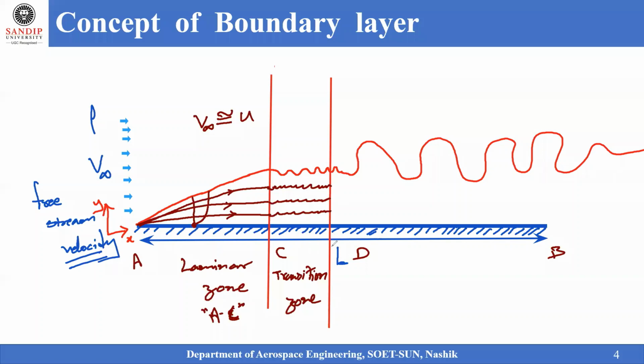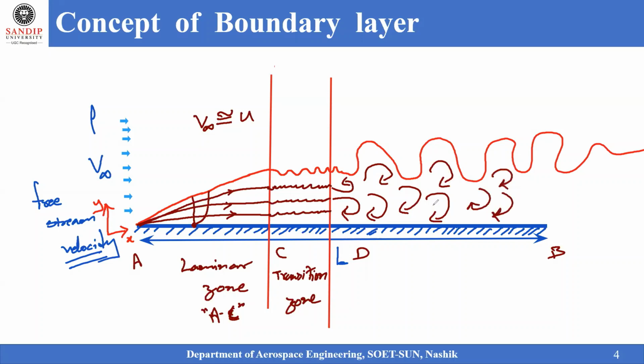If we see after traveling a distance from C to D, if we continue to allow the fluid flow, that fluid flow has turned completely into a zigzag manner. The complete disturbance of the fluid flow has occurred, and it is continuously moving in a zigzag manner. This zone is called the turbulent zone.